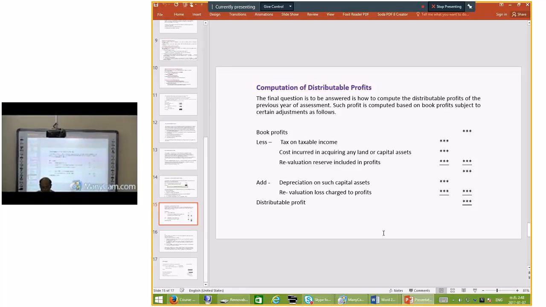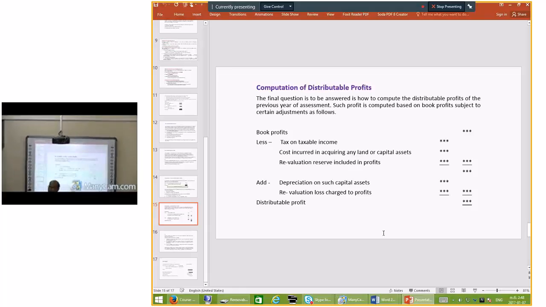Then again, I wish to emphasize that in corporate taxation, in some cases, companies have to pay three types of taxes. One is the tax on taxable income. Second is if any profit is distributed by way of dividend to shareholders, then 10% tax on the amount of dividend distribution.